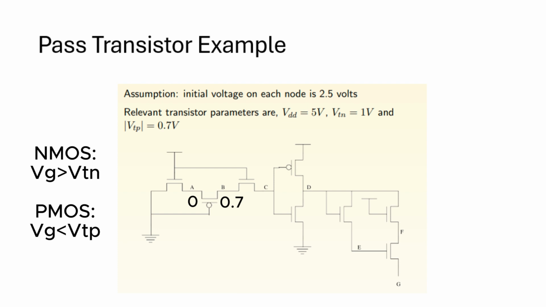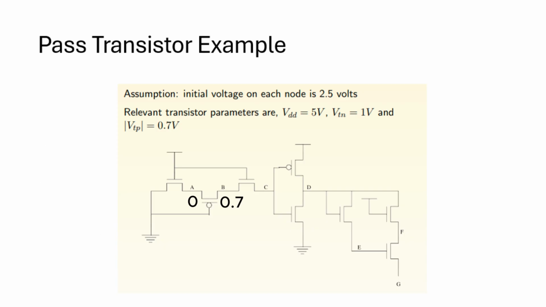The next node is C. C is connected to the output of an NMOS transistor. So again, the gate voltage should be greater than VTN. In this case, the gate voltage is 5 volts, so the transistor will turn on and the input will be passed to the output node C. In this case, this is almost equivalent to the logic 0, so the input will be passed without degrading to the output. So C will have 0.7 volts.